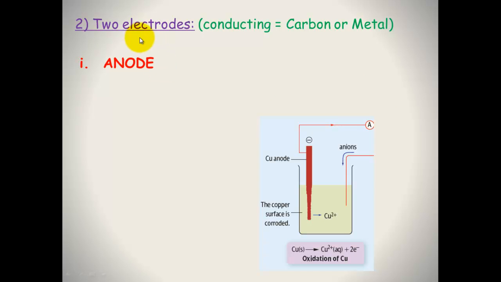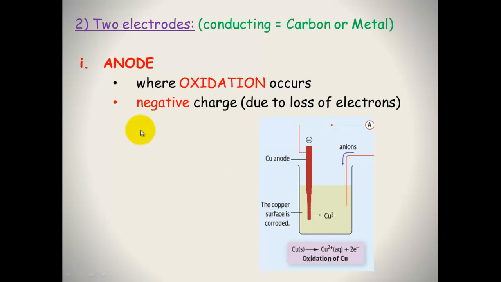Let's talk about the two electrodes that are needed. They need to be conducting, so they're generally made of a metal or of carbon, because remember, carbon conducts electricity. The anode is where oxidation occurs. Remember, oxidation is the loss of electrons, and you can see here in this reaction, copper is undergoing oxidation, so it's losing 2 electrons. This has a negative charge due to the generation of electrons. The electrons are being generated and they move up out of the electrode.